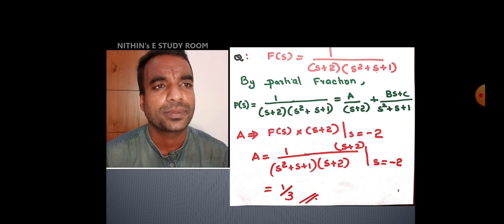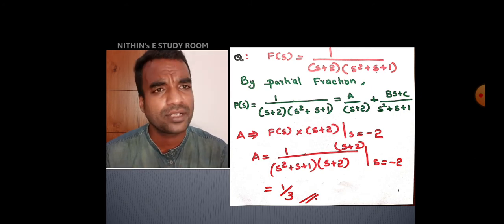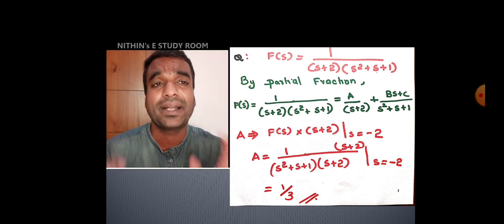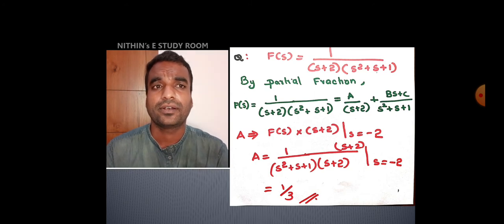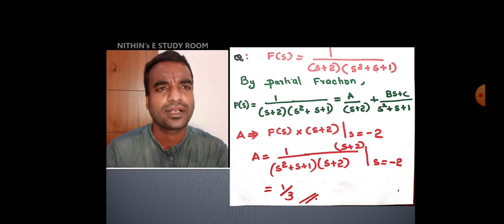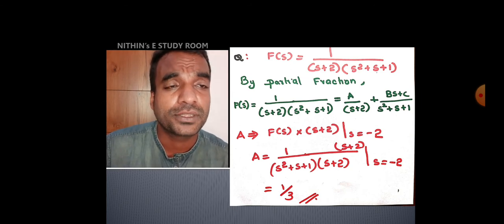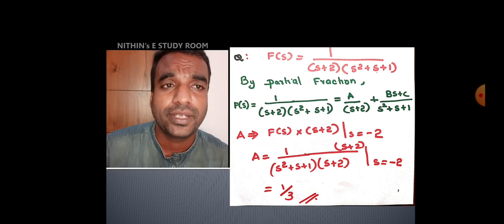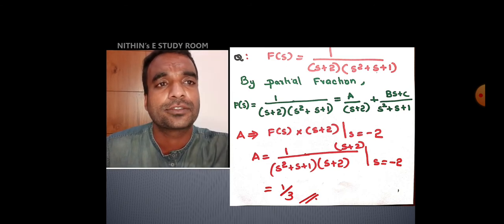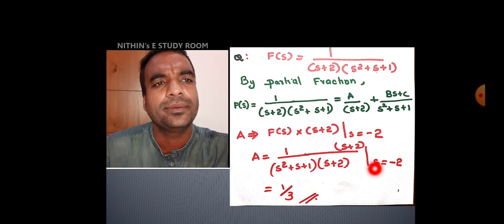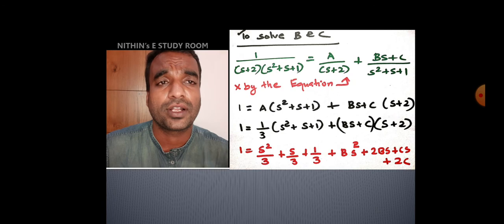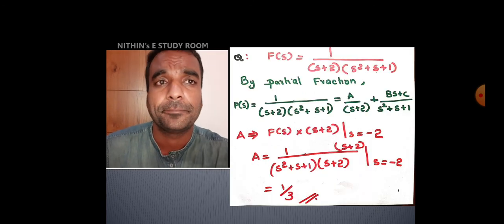So A by s plus 2 plus bs plus c by s square plus s plus 1. You can fractionalize, but the roots are imaginary. If you take a calculator and find the solution for s square plus s plus 1, you will get imaginary roots. So A is equal to the normal method, f of s into s plus 2, put s is equal to minus 2. I am not going through that step, we did it many times. You will get 1 by 3 as A.